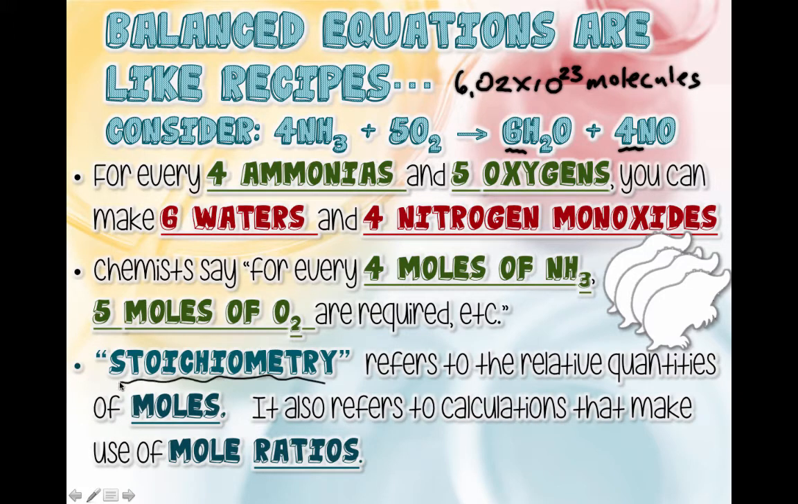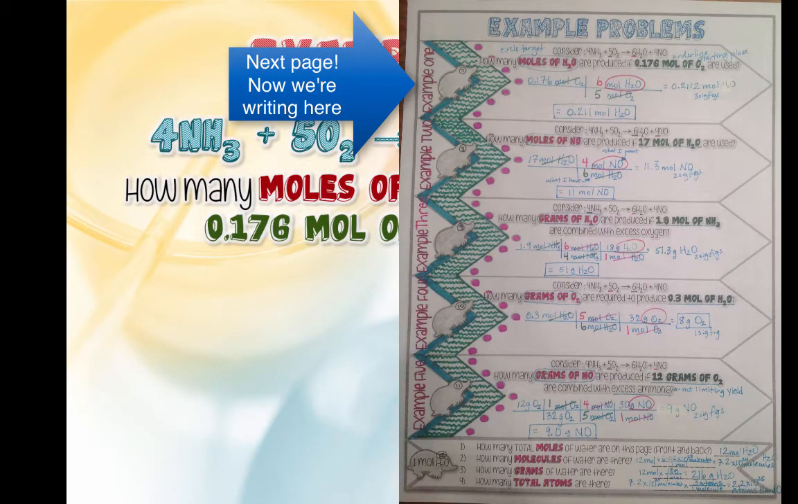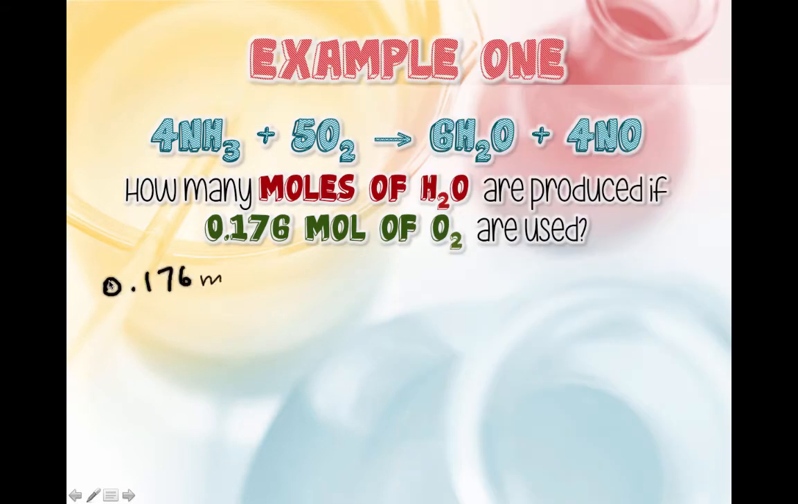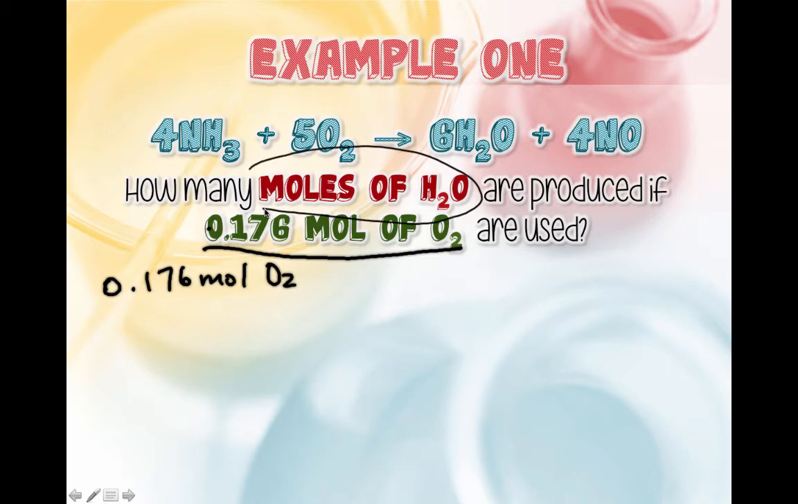Stoichiometry refers to the relative quantity of moles because meter means to measure and stoikos means amount. So we're measuring amounts. It also refers to calculations that make use of mole ratios from balanced chemical equations. So let's make some predictions. If I have 0.176 moles of oxygen. So here's my starting amount. I'm going to underline that. Then how many moles of water would be produced?